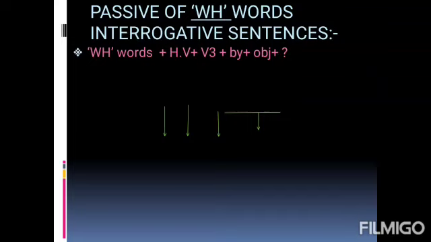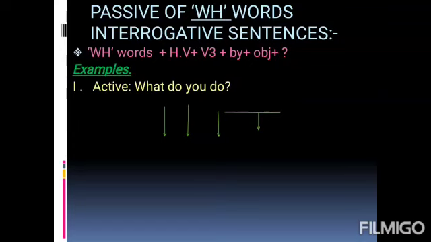The formula, the rule that follows, is WH word plus helping verb plus V3. V3 means third form of verb, then by, then object. Don't forget to insert the question mark at the end of the sentence because it is an interrogative sentence, and in passive voice interrogation remains the same, so question mark is a must. Now let's see an example.